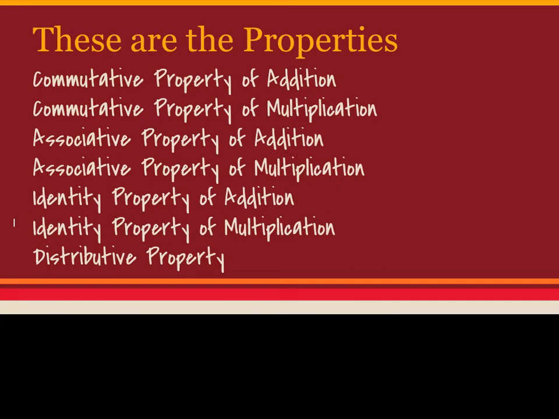In the first part of Chapter 2, we talk about the properties in algebra, which are the commutative property of addition and multiplication, the associative property of addition and multiplication, the identities for addition and multiplication, and the distributive property.